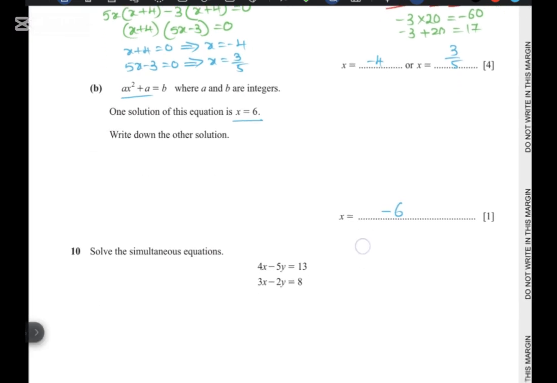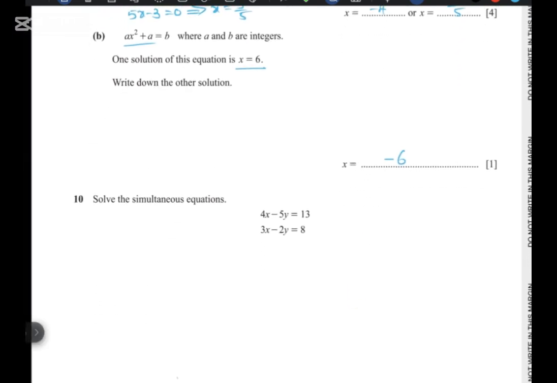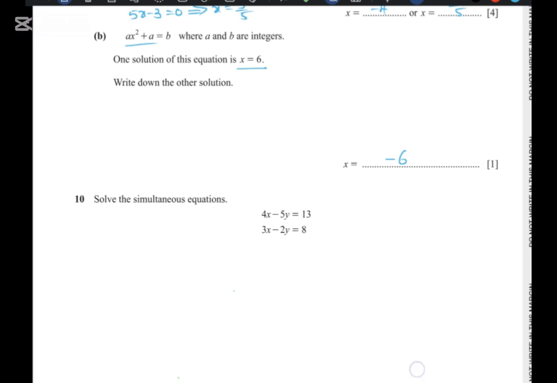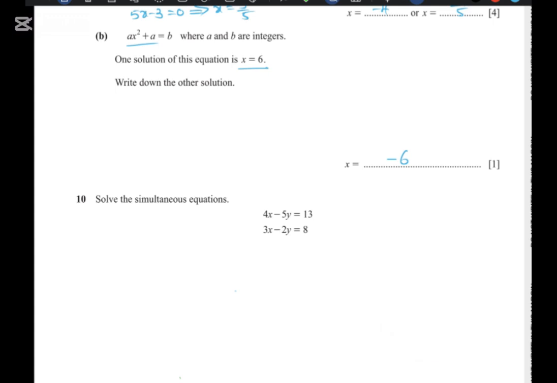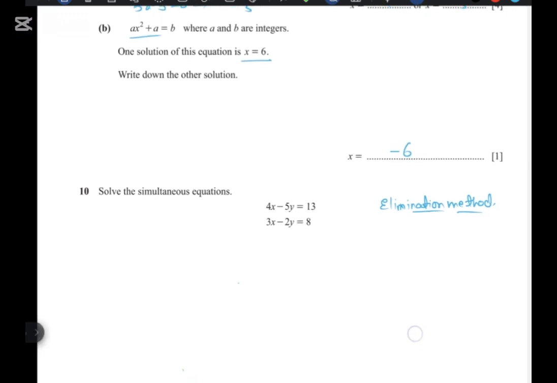Question number 10. Solve the simultaneous equations. So to solve the simultaneous equations, we can use elimination method and substitution method. So any of the variables don't have coefficient as 1 here. So here the best method is elimination method, because that would be very easy. It will be done in short time.